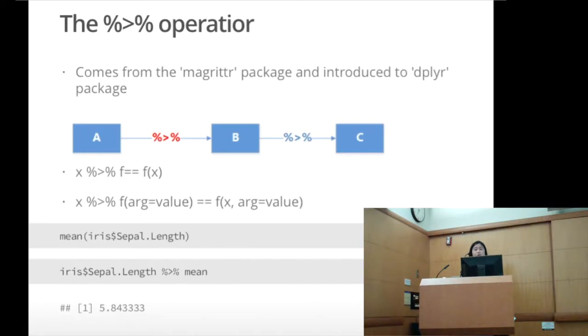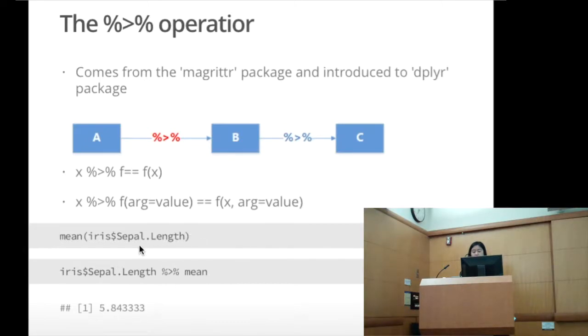This is the main operator, and we call this the forward operator. This operator comes from the magrittr package and was introduced to the declare package, which is very popular. What this operator does is pass A as an object into the B function as the first argument. So this f(x) here is what we normally write in R, and this is how you use the pipeline operator. You pass x as the first argument to the f function, and it doesn't matter if your function has a second argument or more. It doesn't matter how many arguments are in your function. x will be passed as the first argument, and this is an example.